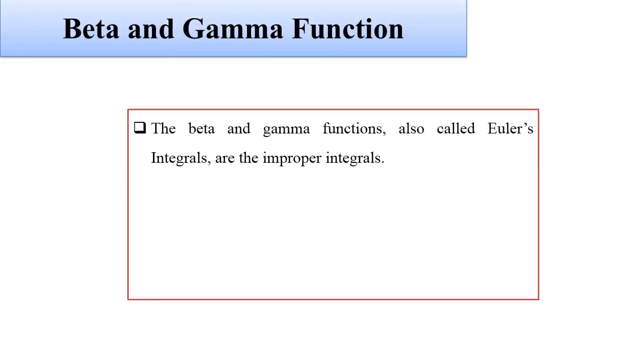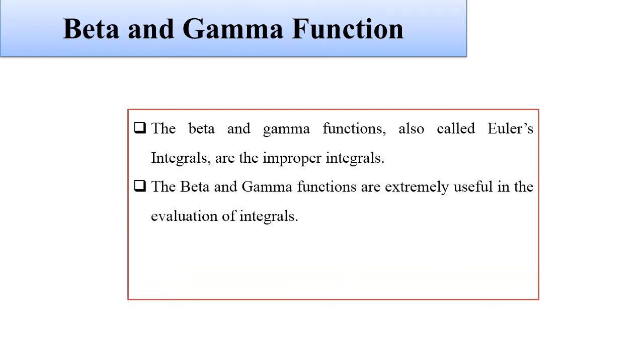So, when we talk about the beta and gamma functions combined, they are also called Euler's integrals, and these are improper integrals. The beta and gamma functions are extremely useful in the evaluation of integrals. That's why we study them. They are helpful to integrate functions which we sometimes cannot integrate directly, but with the help of the beta and gamma functions we can integrate. So it is useful in integration.